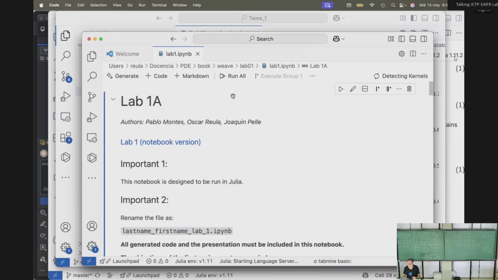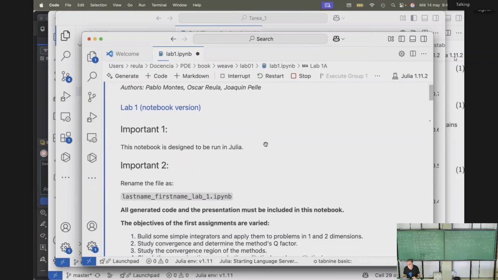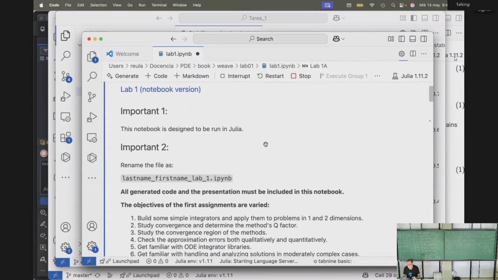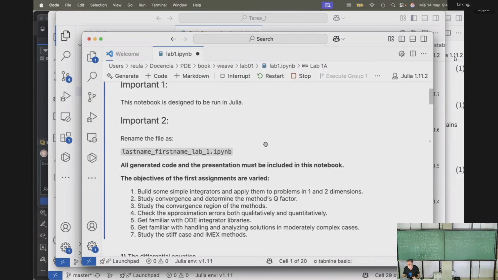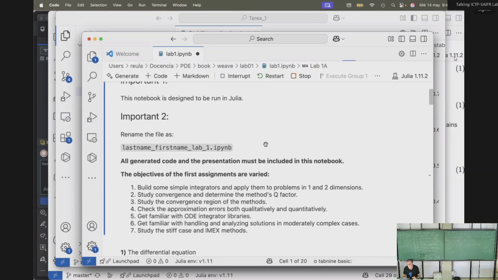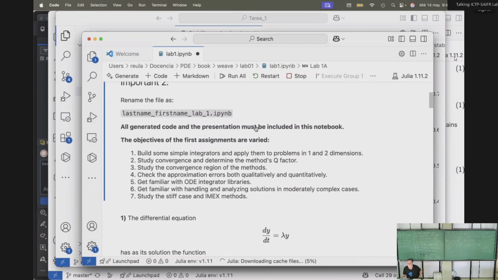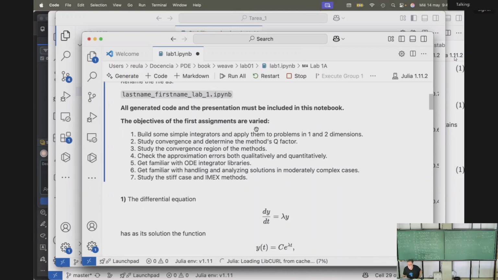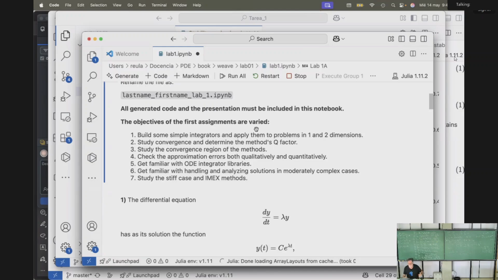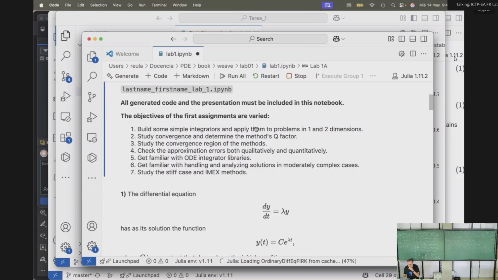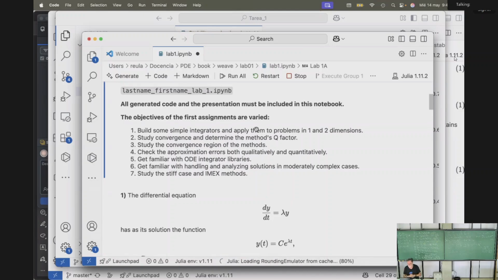Here it is. So this is important. You rename the file. You download it and put your last name, first name, lab one. This name, okay, so that when you submit it, we know from whom it is. So everything you do has to be in the notebook, in the same notebook.